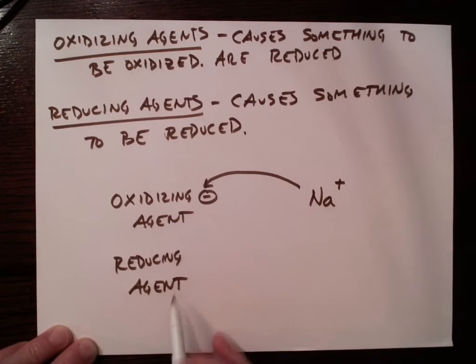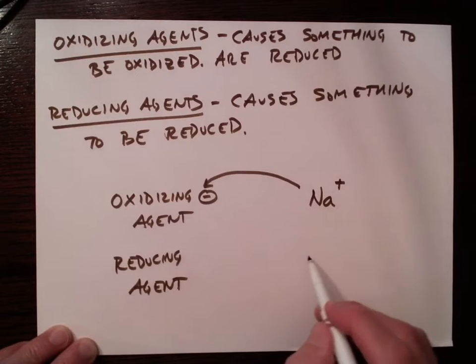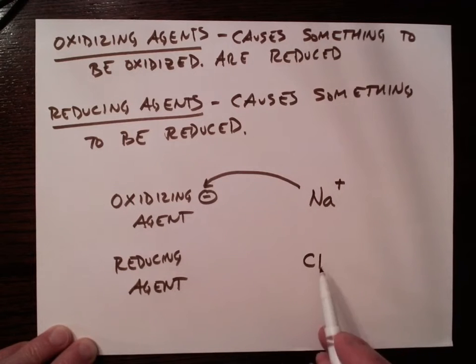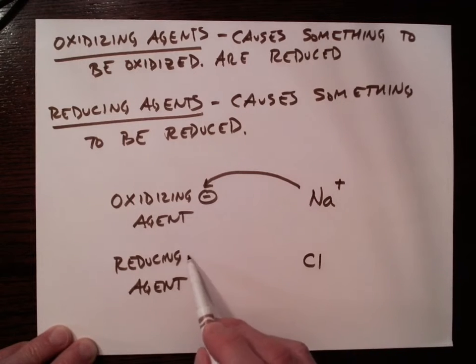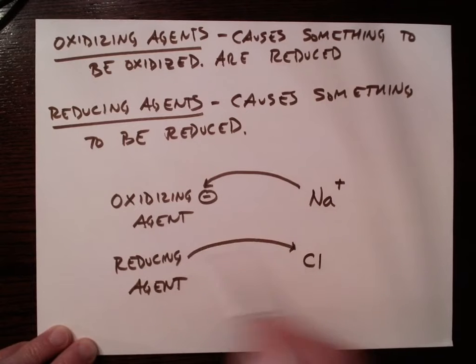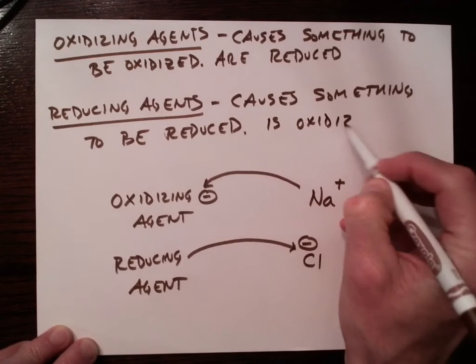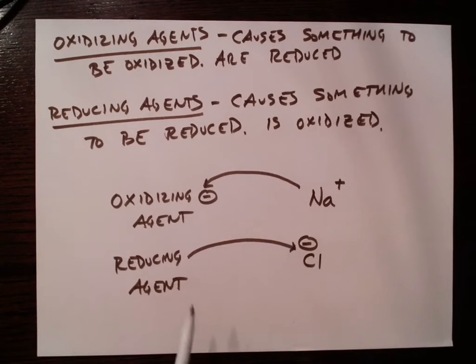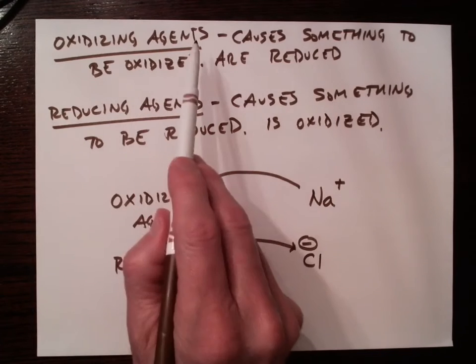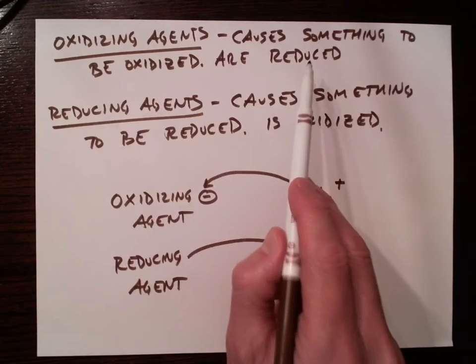On the other hand, a reducing agent is oxidized. So a reducing agent is going to cause, say, a chlorine atom to be reduced. It's going to lose an electron itself. So it's going to get rid of an electron. So it itself is oxidized. So the thing that causes the oxidation ends up itself getting reduced.